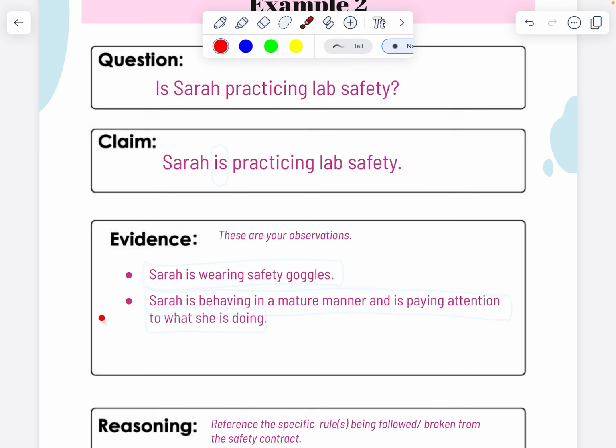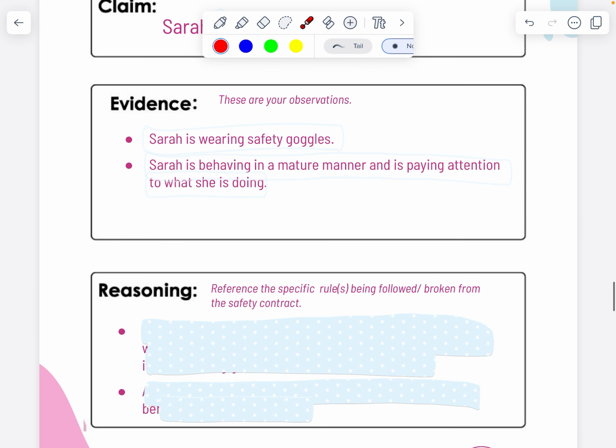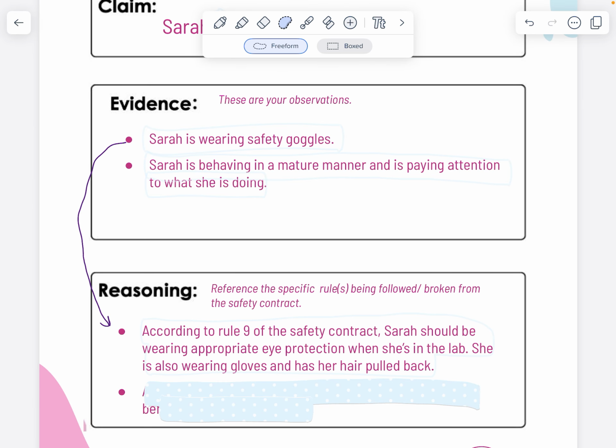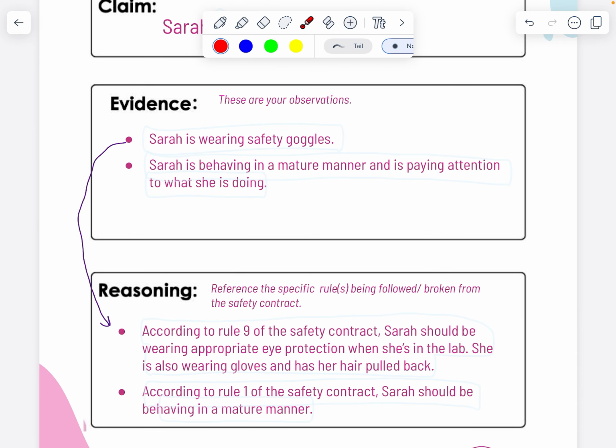And if you're wondering, where did I get this from? I am referencing exactly those rules, but I'm stating that evidence as my observation of what she's doing. Then connecting my evidence with the reasons. So again, we see that rule 9, Sarah's wearing appropriate eye protection. She also has her hair pulled back and is wearing gloves. And then rule 1 talks about behaving in a mature manner.